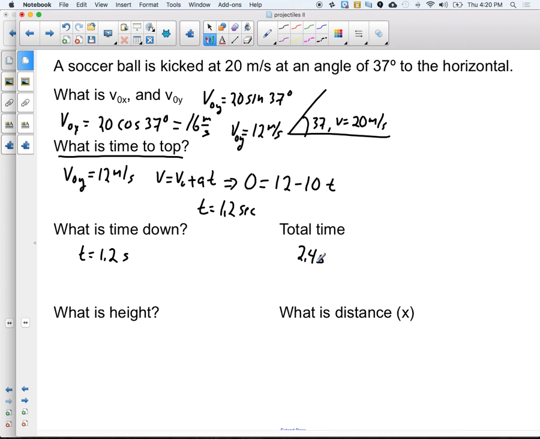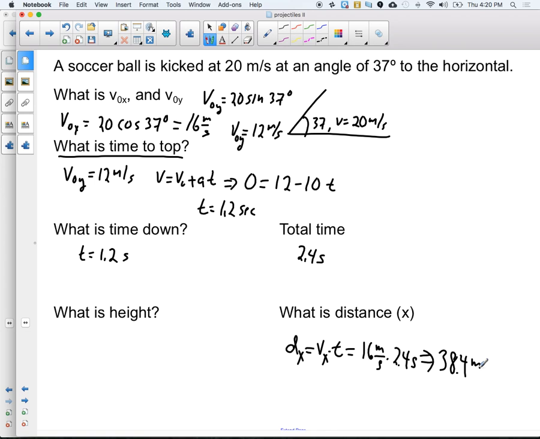So one thing I can do is take this number here and figure out how far it goes. Because I know that the distance in the x direction is velocity in the x direction times t. So that's going to give me 16 meters per second times 2.4 seconds, and that ends up giving me 38.4 meters.